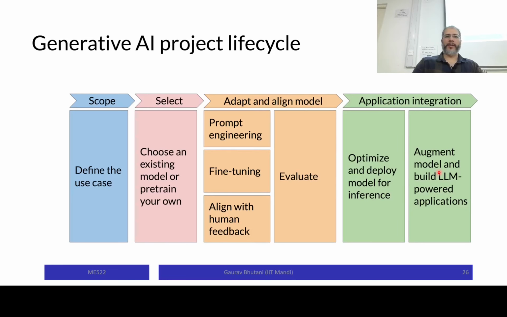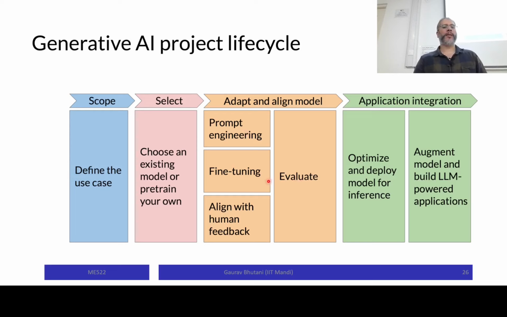Okay. So this was some basic understanding of the transformer architecture and the different parameters that you can tweak. This is how the life cycle of a generative AI project looks. You define the use case, you choose an existing model, deciding whether you want to use an existing model or pre-train or train from scratch your own model. Once you have chosen an existing model, you give it a few prompts and see if the output that you are getting is what you expect. You evaluate the output.